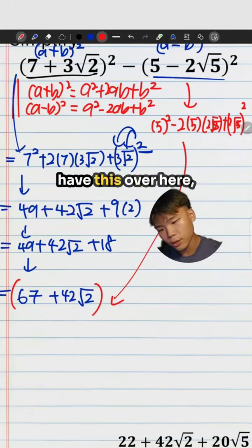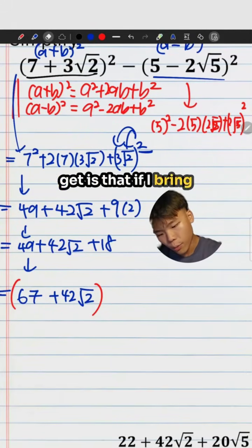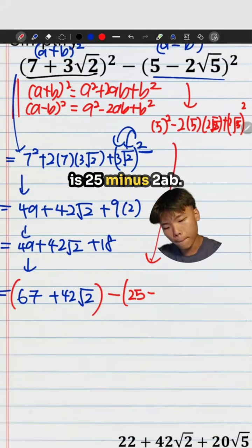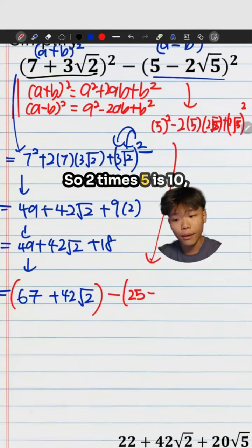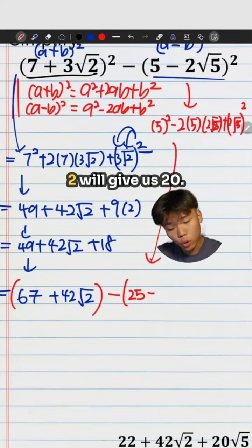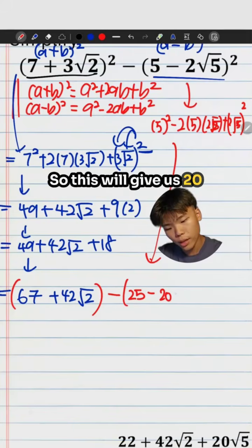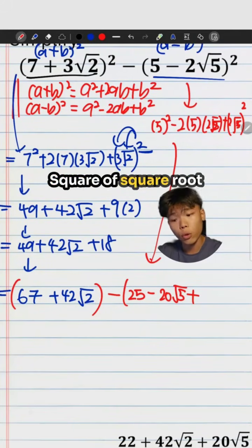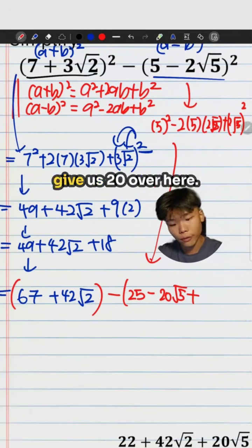So essentially we have this over here, and then if I bring this down over here, we will have minus a squared, which is 25, minus 2ab. So 2 times 5 is 10, and then 10 times 2 will give us 20. So this will give us 20 root 5 plus b squared. So 2 squared is 4. The square of square root 5 will just give us 5. So 4 times 5 will give us 20 over here.